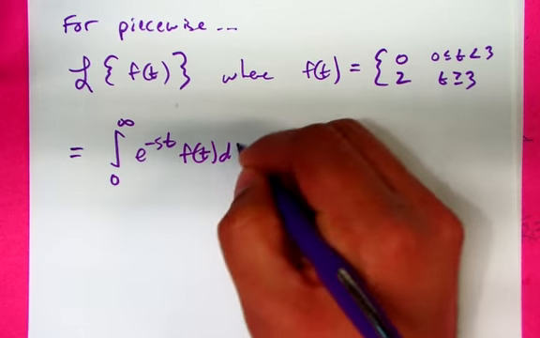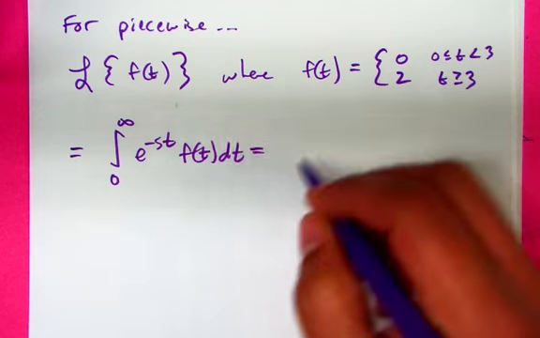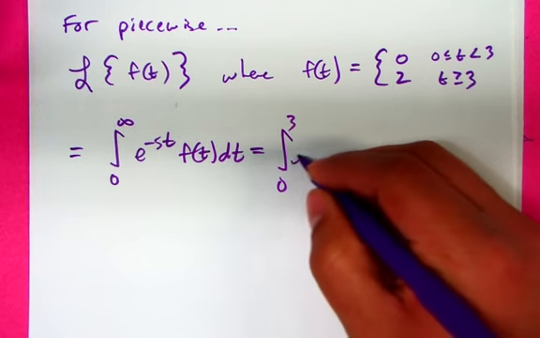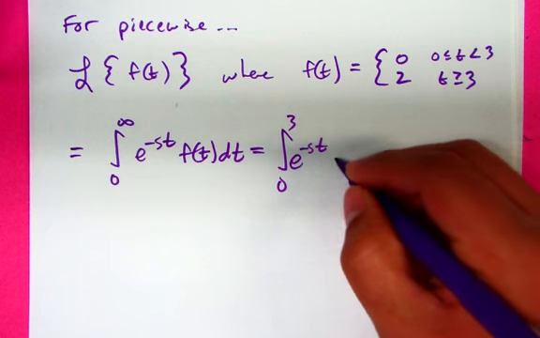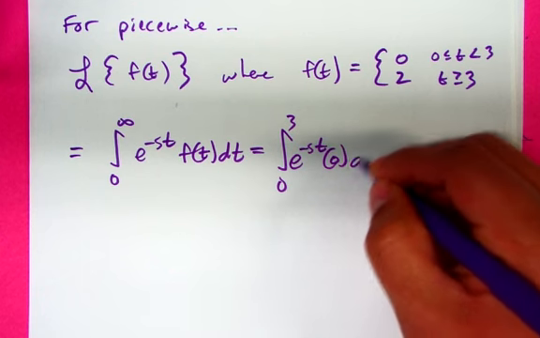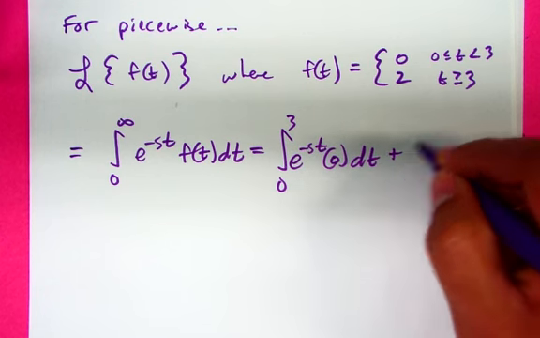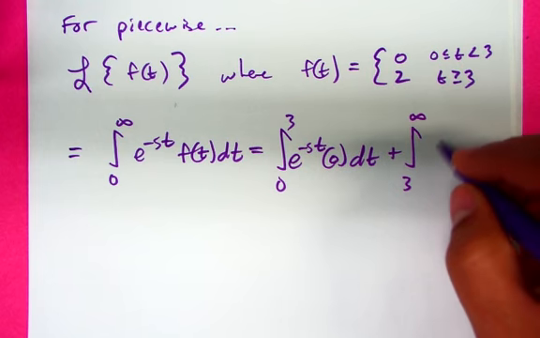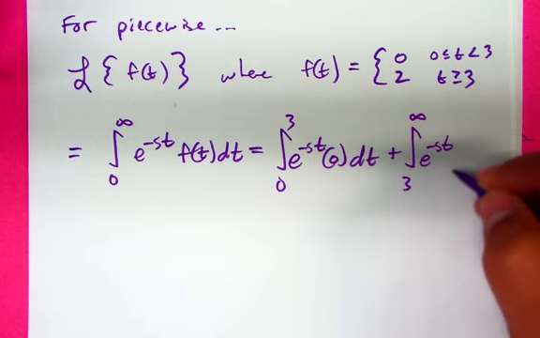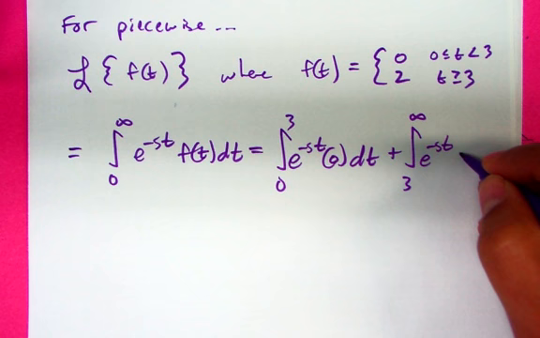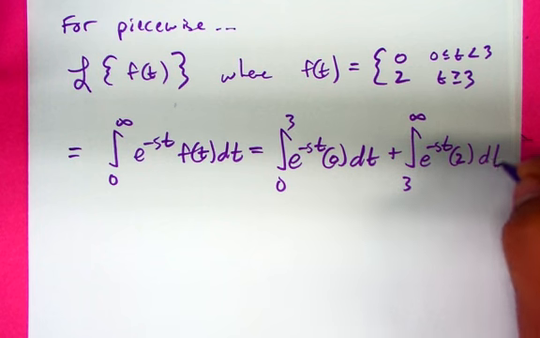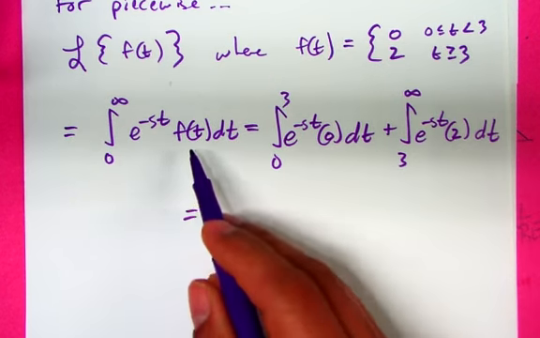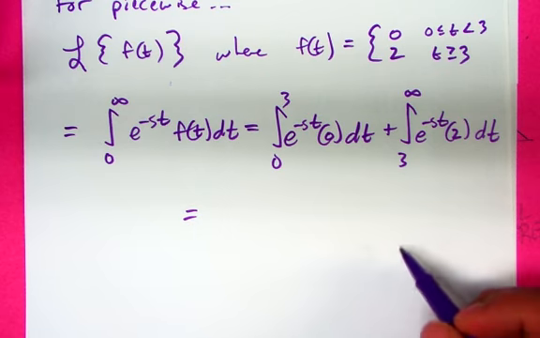This is the definition, and for this scenario, we go 0 to 3 first, e to the minus st times 0, dt, plus, so we do two integrals, the integral from 3 to infinity of e to the minus st, and from 3 to infinity the function is now 2, dt. Okay, so apply the definition. Since it's piecewise, you split it up accordingly.